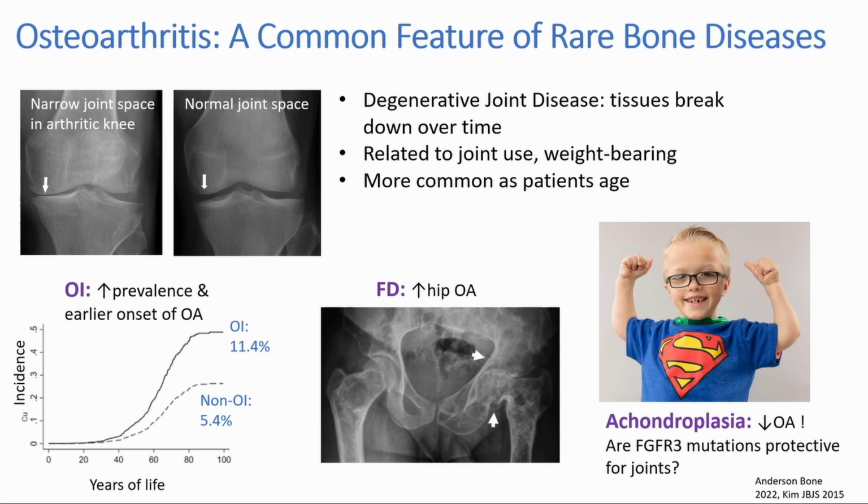Interestingly, in achondroplasia, despite the fact that we have the same type of skeletal deformities, there is a decreased risk of osteoarthritis compared to the general population. The reasons for this aren't entirely understood. It's thought that the mutation that causes achondroplasia, a gene called FGFR3, might actually be protective for joint function. And there's research going on right now to try to understand this relationship just based on the observation that joints seem to be so well preserved in achondroplasia. So this is an important difference we can see between different disorders.